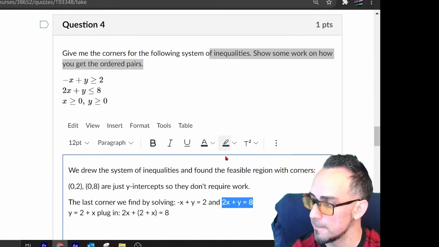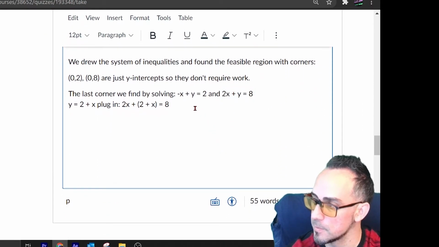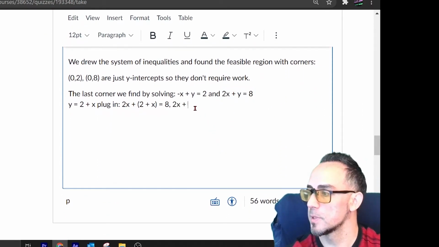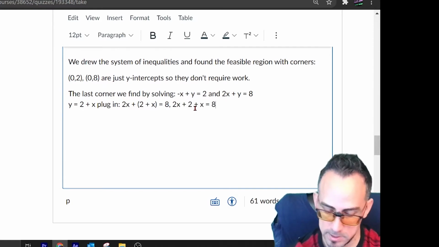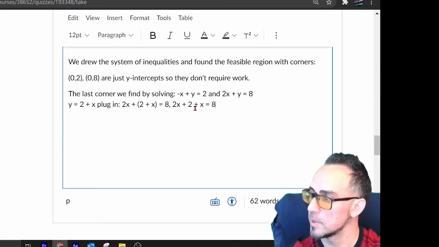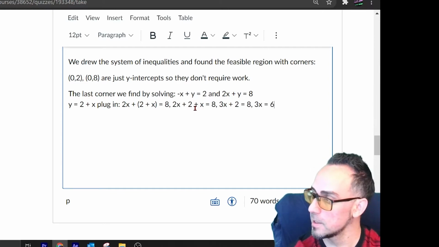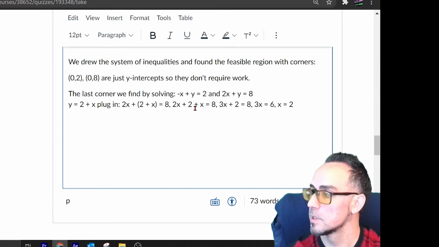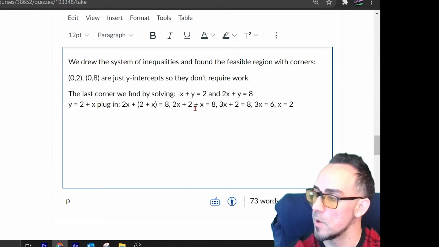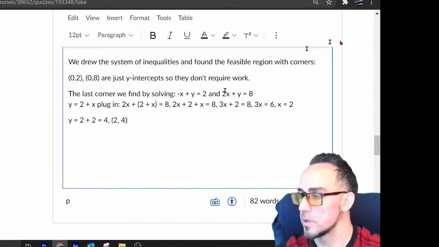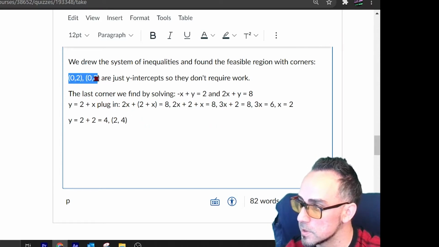Alright, I'm gonna scroll up so we can get a better view here. So we get 2x plus 2 plus x equals 8, just algebra here. So that means we have 3x plus 2 equals 8, which means 3x equals 6. Hey, that looks good. x equals 2. If x equals 2, then y equals 2 plus 2, which equals 4, and we're very happy because we get 2, 4 as our last corner. And those are the answers.